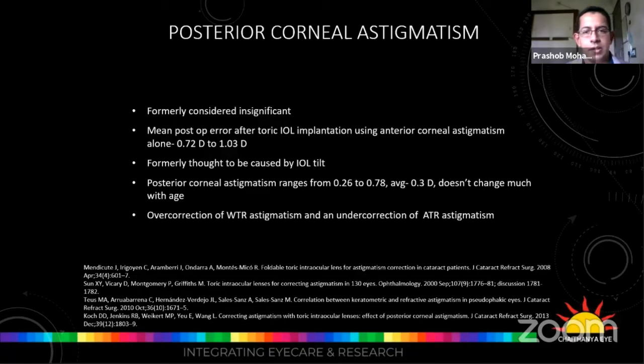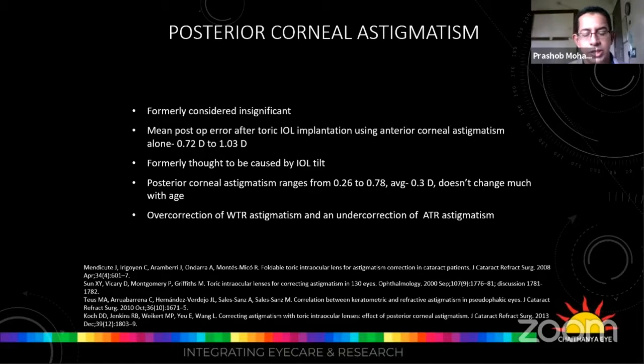The important thing is that the holy grail of toric IOLs now is the posterior corneal astigmatism. It was formerly considered insignificant, and many people after implanting toric IOLs found out that they have a residual error of 0.7 to 1 diopters. Formerly, it was thought to be caused by IOL tilt, but now we know that the posterior cornea plays a significant role in astigmatism. Posterior cornea in 80% of the patients is steeper vertically. Because it is a minus power lens, the posterior cornea induces an against the rule astigmatism of 0.26 to 0.78, an average of 0.3 diopters.